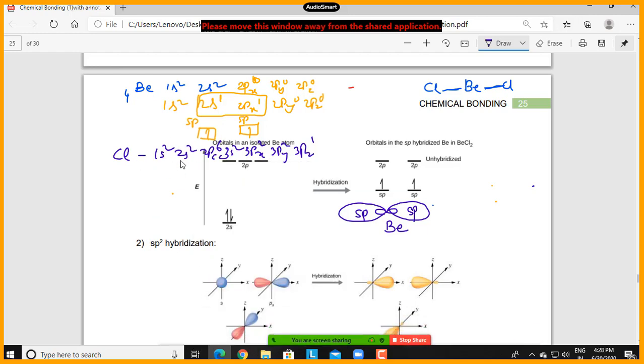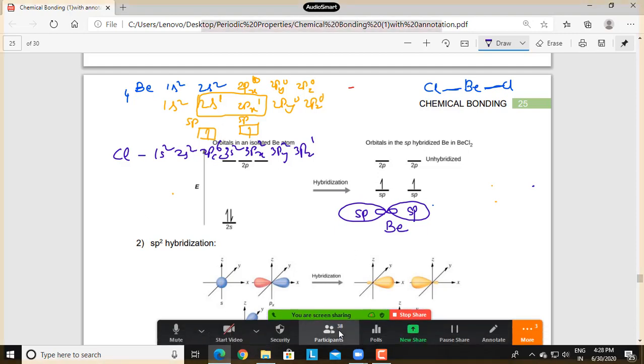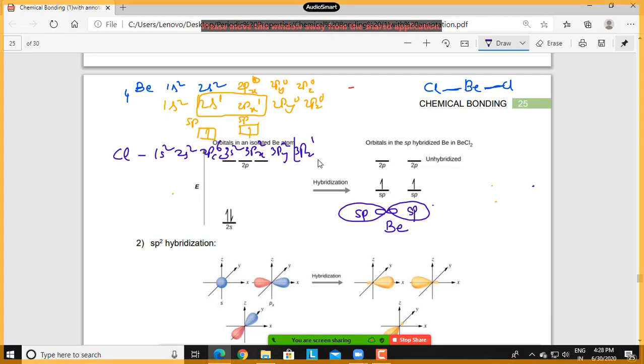So suppose a chlorine atom is there. In chlorine you have 1s2, 2s2, 2p6, 3s2, 3px2, 3py2, 3pz1. If you take this, only 3pz is unpaired. And hybridization occurs for the central atom. Remember, it never occurs for the surrounding atom. So 3pz is the unpaired electron, and two unpaired electrons should be paired. That is the rule. So the 3pz of chlorine from here will overlap.